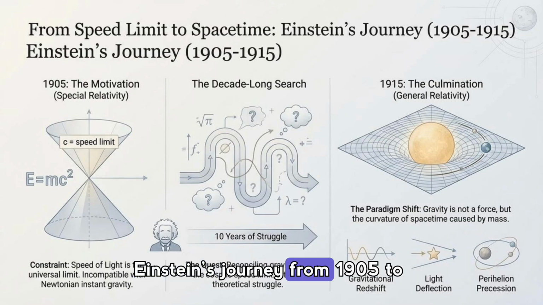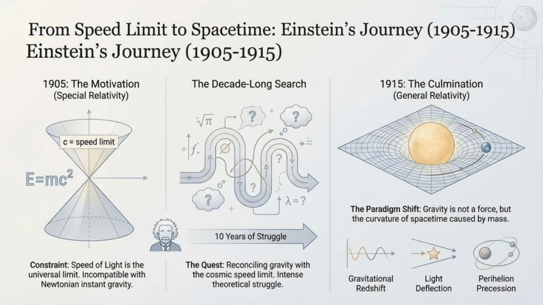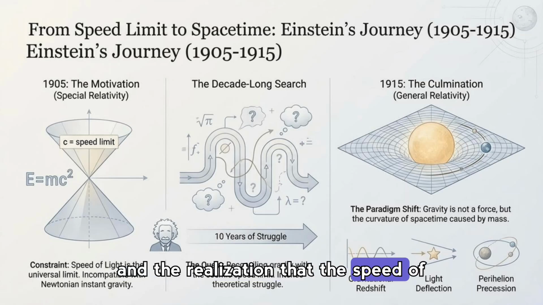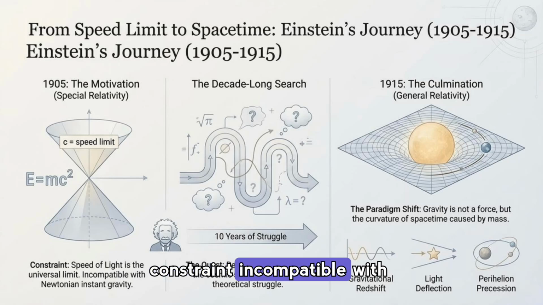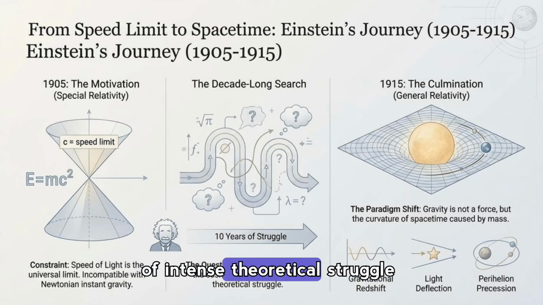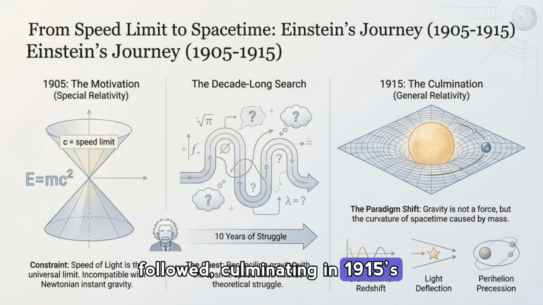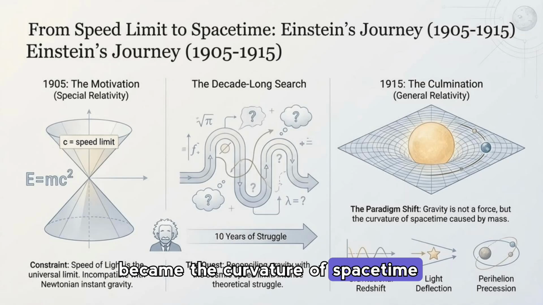Einstein's journey from 1905 to 1915 began with special relativity and the realization that the speed of light is an absolute limit, a constraint incompatible with Newton's instant gravity. A decade of intense theoretical struggle followed, culminating in 1915's general relativity, where gravity became the curvature of space-time rather than a traditional force.